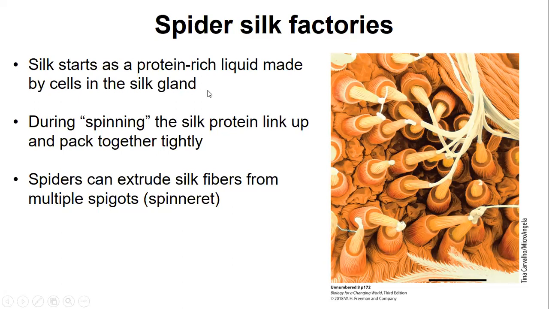So silk starts as a protein-rich liquid made by cells in the silk gland. All right. And then there's a spinning of it, right? Where they begin to pack tightly in these little spigots coming out. And this is spider silk.